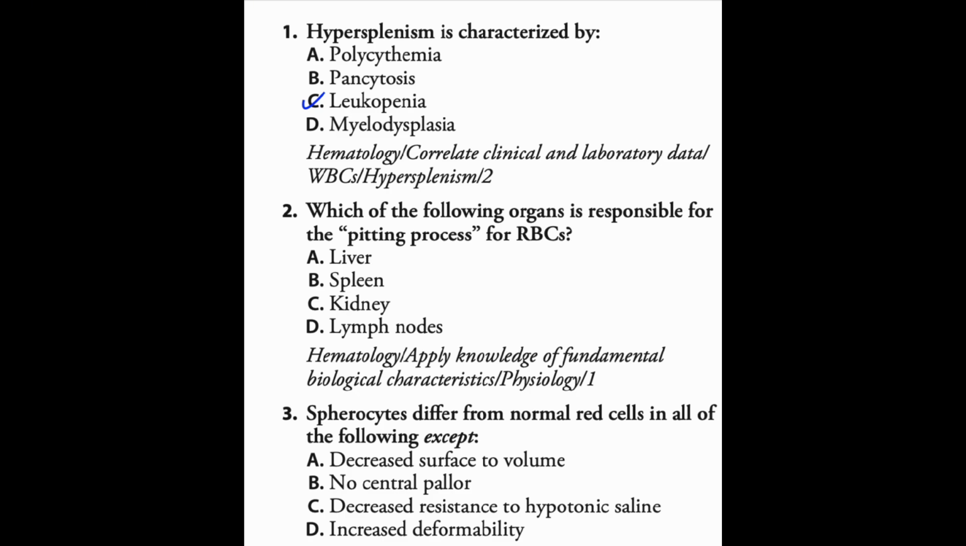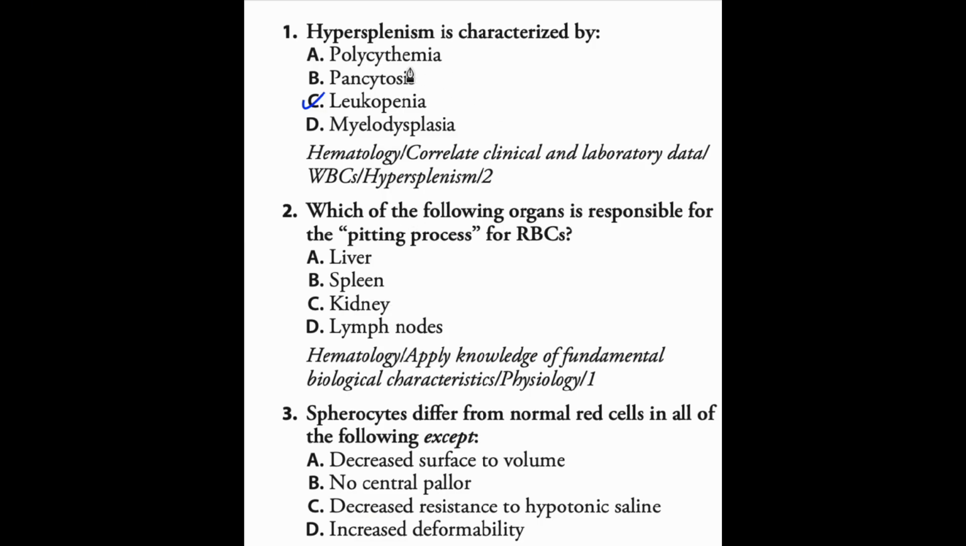What is hypersplenism? Hypersplenism is a condition where the spleen becomes overactive. One of the spleen's main jobs is to remove old and damaged blood cells from circulation. When it's overactive, it removes too many cells, leading to a decrease in one or more cell lines in the peripheral blood. This is called cytopenia.